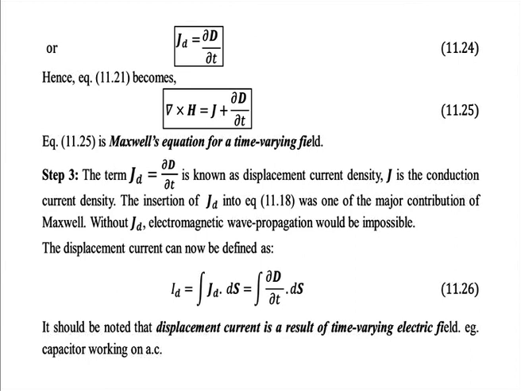The term JD is equal to del D by del T is known as displacement current density, while J is known as the conduction current density. The insertion of JD into equation 11.18 was one of the major contributions of Maxwell, without which electromagnetic wave propagation would not have been possible. The displacement current can therefore be defined as ID is equal to surface integral of JD dot ds, which can be written as surface integral of del D by del T dot ds. It should be noted that displacement current is a result of time varying electric field.